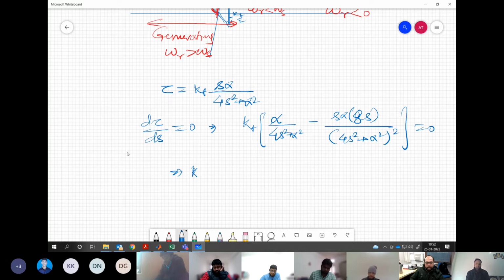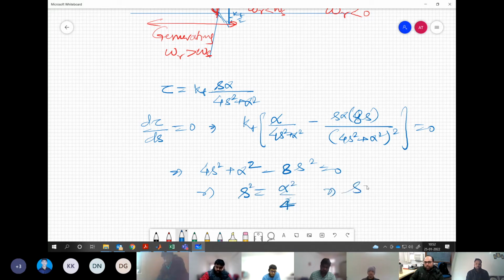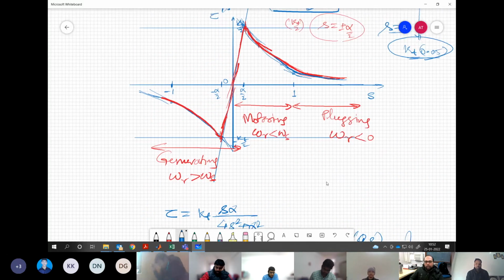So kt and the common factors I will remove. Then the remaining thing will be 4s square plus alpha square minus 8s square going to 0. And basically alpha, or we can write s square, is nothing but alpha square by 4 and s is nothing but plus minus alpha by 2. So yes, slip can be positive, slip can be negative, and then we have the 2 points where the torque can be maximum. You understand the point?